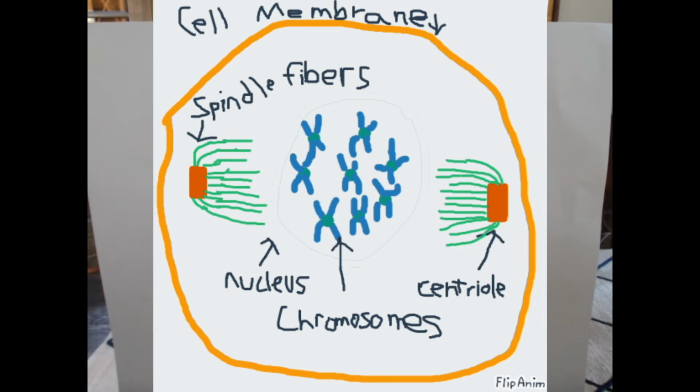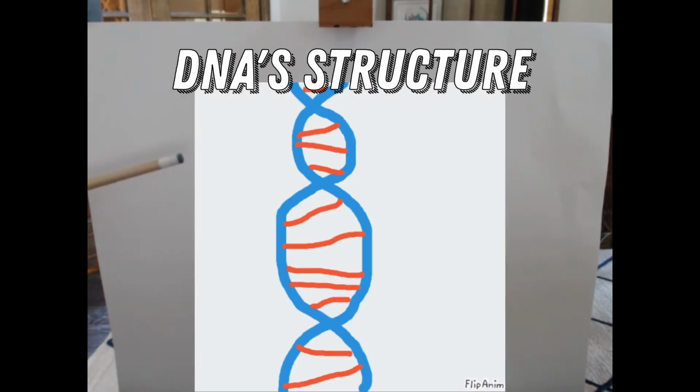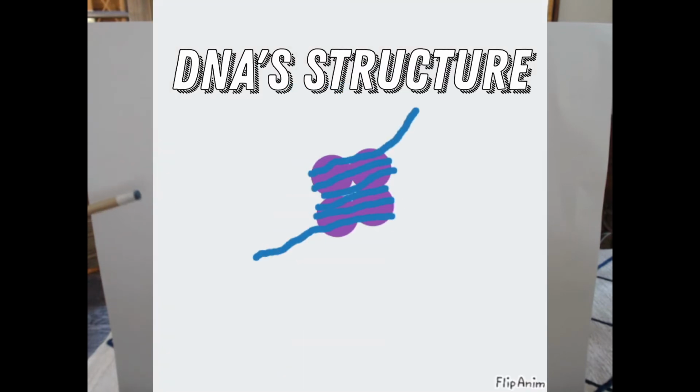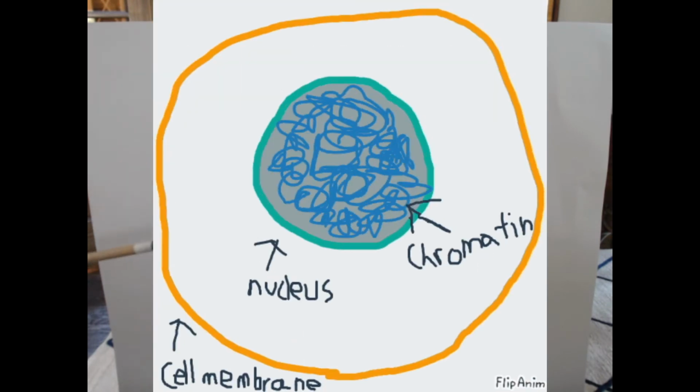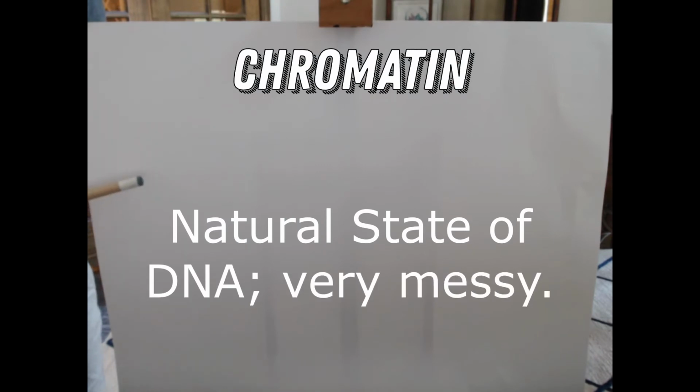But before we can go any further, we need to take a look at DNA's structure. DNA is a double helix, but it wraps very tightly around proteins called histones to form chromatin. Chromatin is the natural state of DNA in the nucleus, and it is very messy.